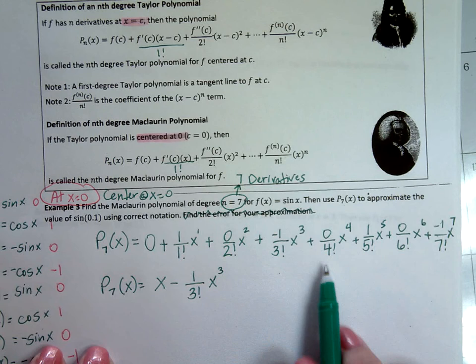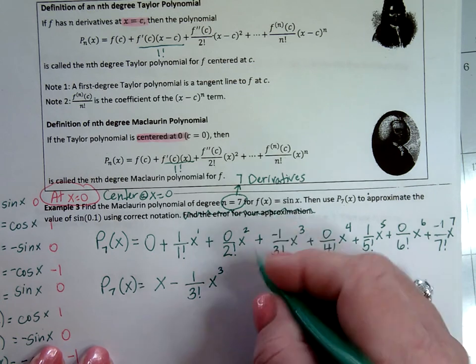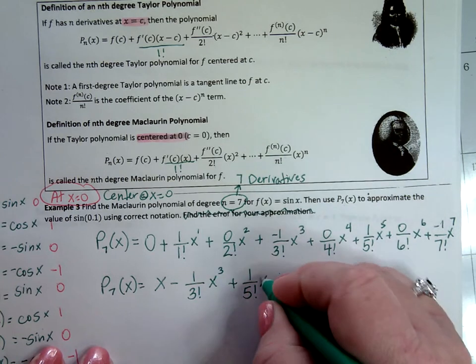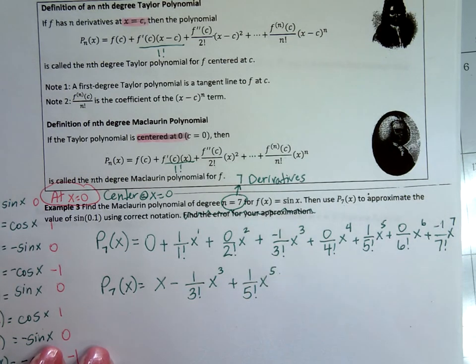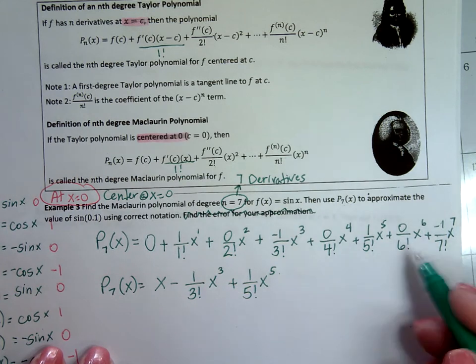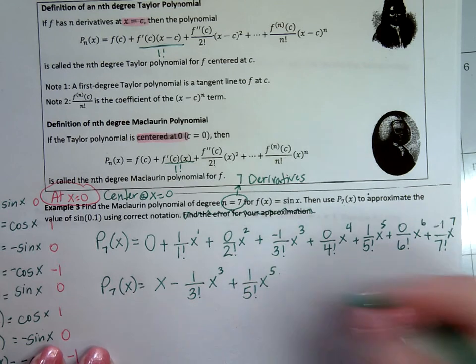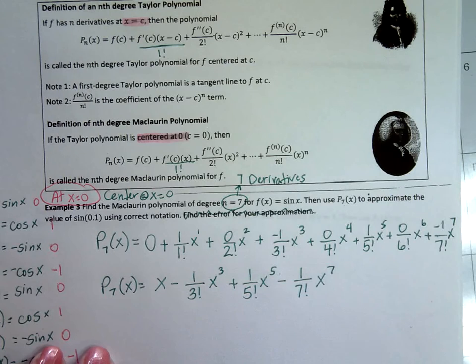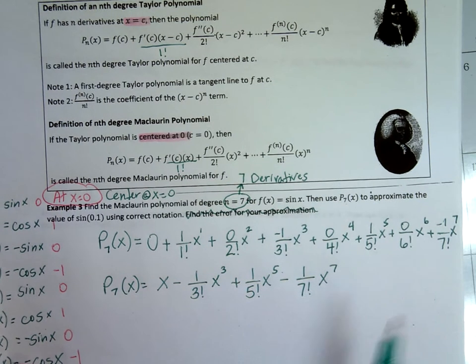The 0 again gets knocked out, so I don't have a fourth powered term. I go to this guy, he's plus 1 over 5 factorial x to the 5th. And again, you could write this out as whatever 5 times 4 times 3 times 2 times 1 is. The 0, the 6th power gets knocked out, and now I'm left with the 7th power. And there it is. There is my 7th degree Maclaurin polynomial for the sine function.